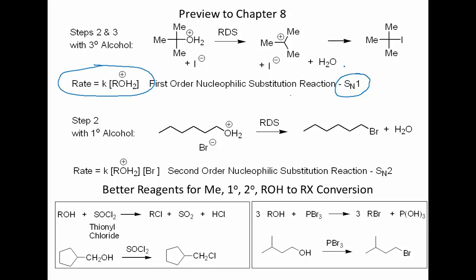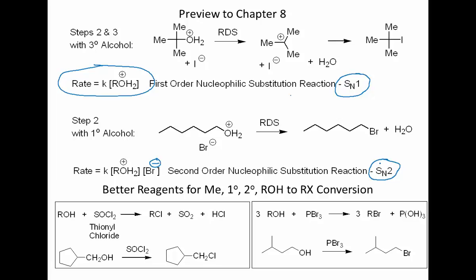Okay, step 2 is a reaction with a primary alcohol. So in step 2 of a primary alcohol, this is the only step we have. It's the rate determining step, and you see that both the bromide and the iodide are involved in the reaction. And this is a second order nucleophilic substitution reaction, and we're going to call this one SN2. We're going to revisit the concept of SN1 and SN2 in Chapter 8 in a big way.